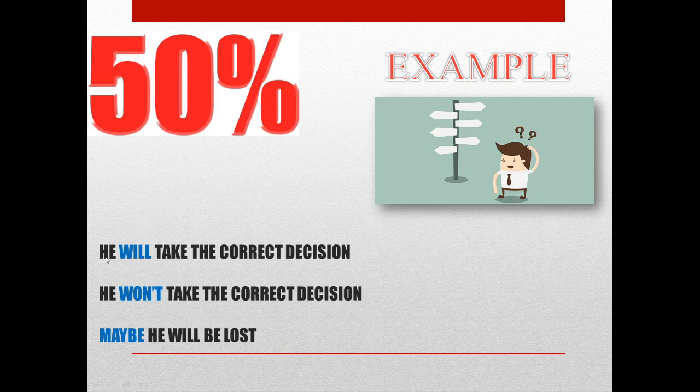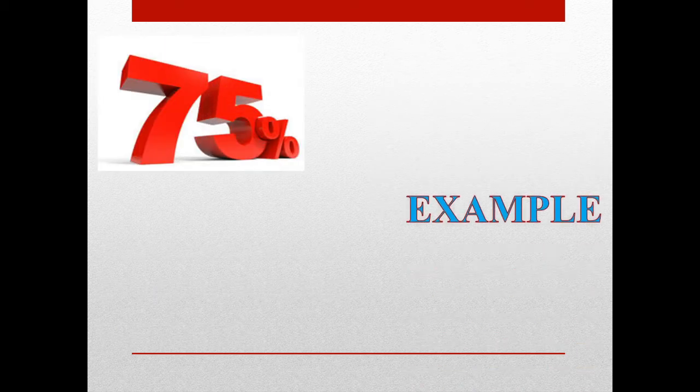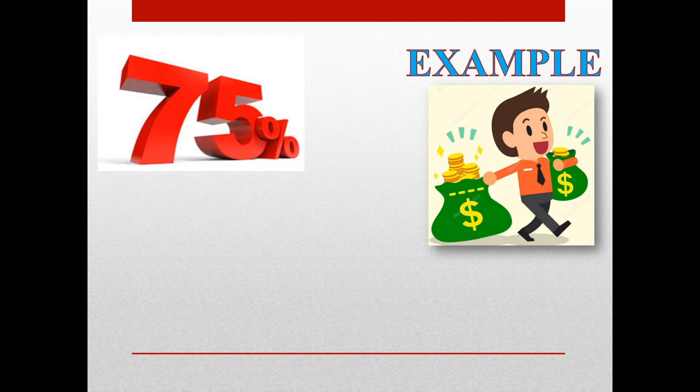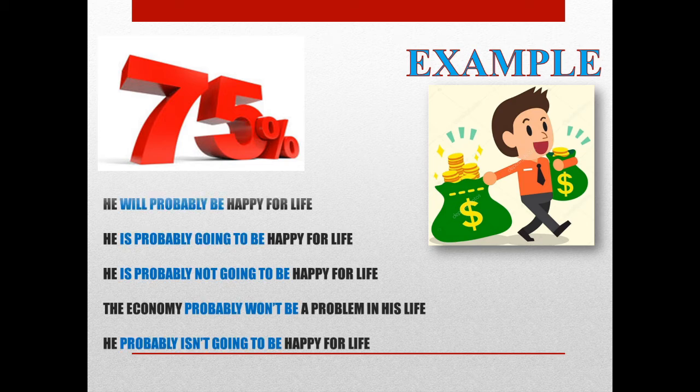What will happen if I write, will he take the correct decision? The structure is not correct, first of all. Then the sentence is going to be totally wrong. So let's continue with the 75%. The example, okay, can you see the picture? Yes, right? Okay, there is something with a lot of money. So let's see the examples.